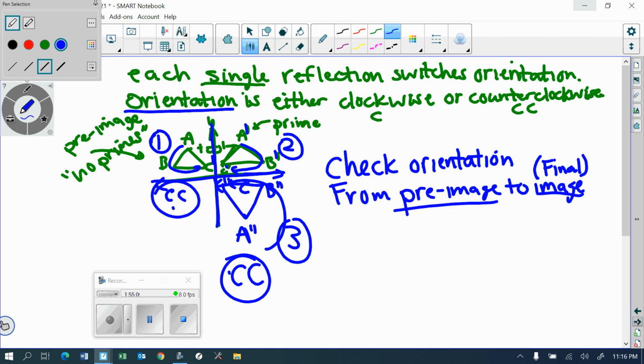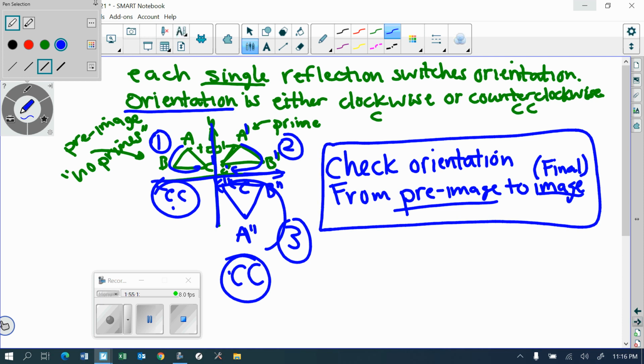Okay, by checking the orientation first, I was able to get down to 2 of the 4. This is the value of checking the orientation first. I can get down to 2 out of the 4. Since orientation did not change from first to last, it had to be a rotation or a translation. And now I just look at the 2 lines. They intersect, so that's the definition of a rotation.